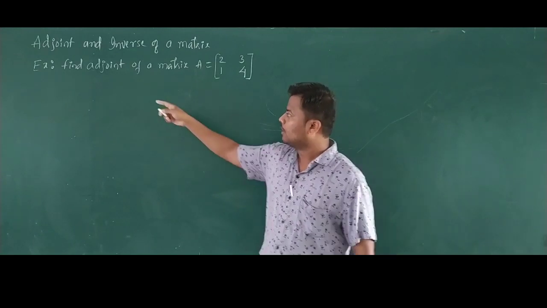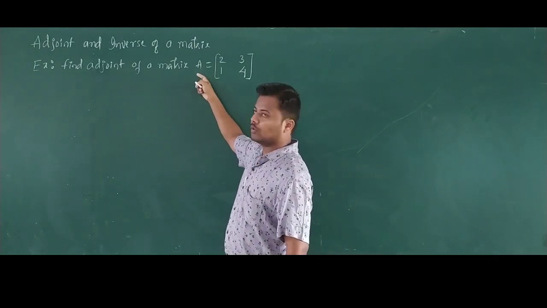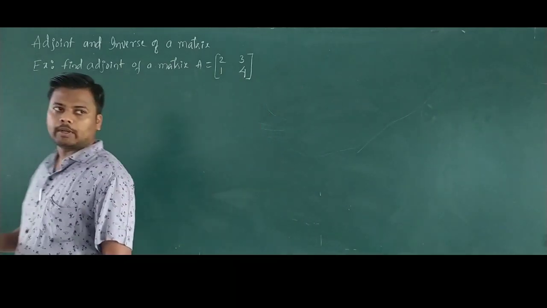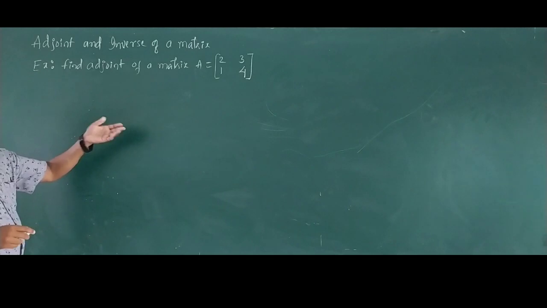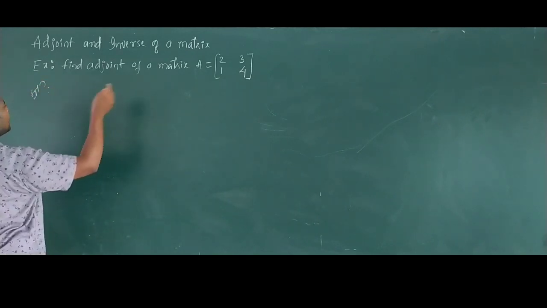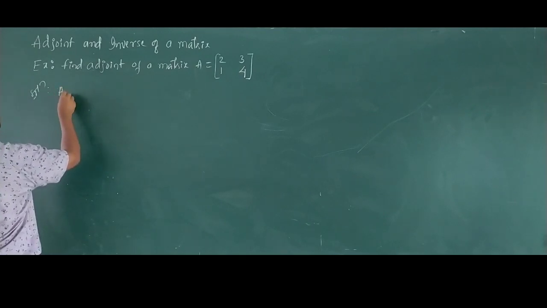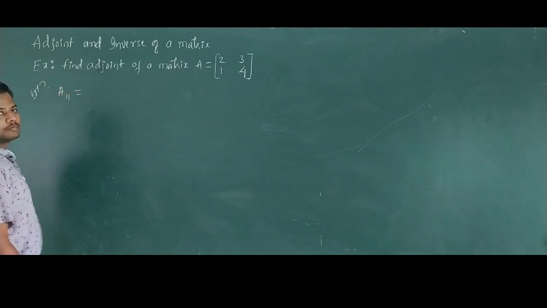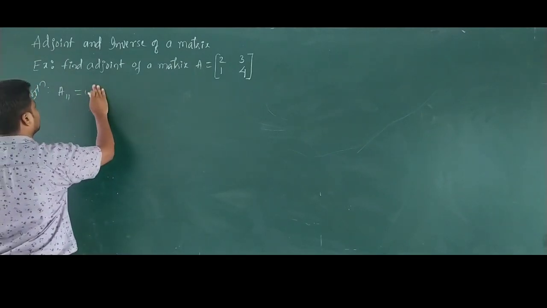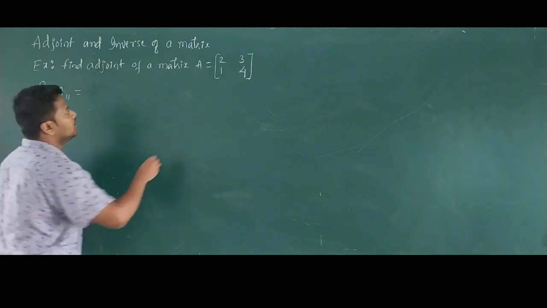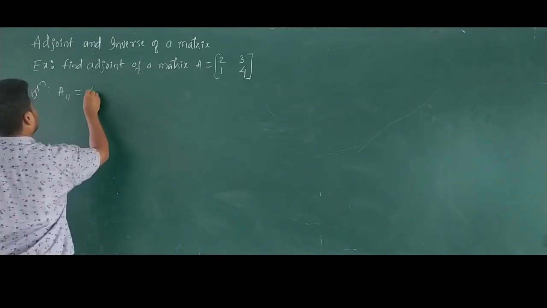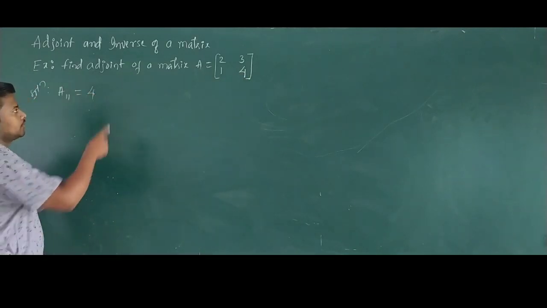Next example. Find the adjoint of a matrix A equal to 2, 3, 1, 4. So it is order 2 by 2 here. Solution: first find cofactors. A11 equals minus 1 to the power 1 plus 1 is 2, so it becomes plus; we leave the plus. The remaining element in the row and column is 4. So A11 is 4, the cofactor of element 2.